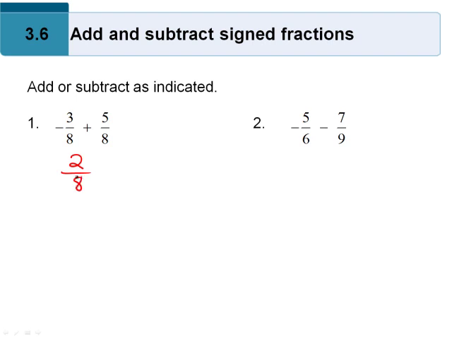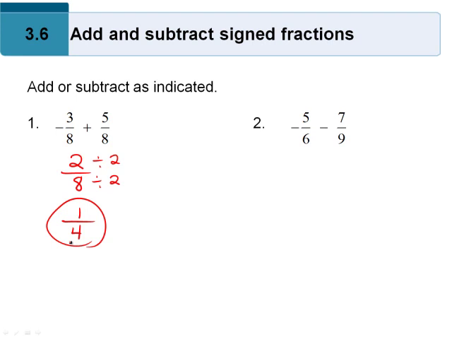All right? Now, even though the directions, and this is kind of bad on my part, only say add or subtract as indicated, you always need to make sure your answer is in simplest form. So 2 over 8, we can reduce that because they have a common factor of 2. So I'm going to divide the top and bottom by 2, which would give me 1/4. And that's the final answer there.